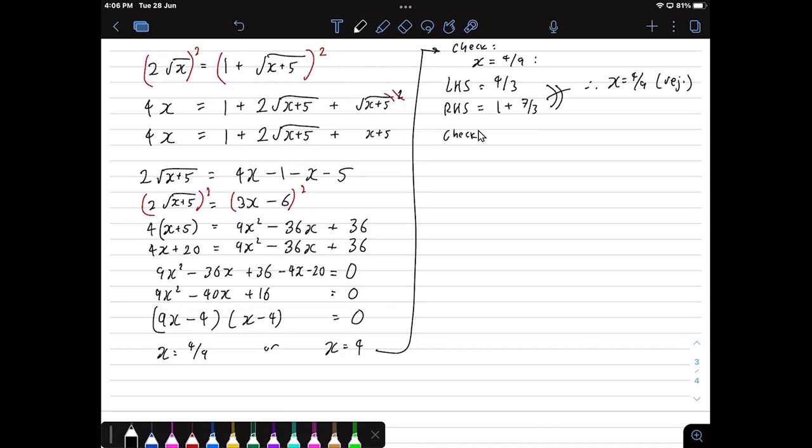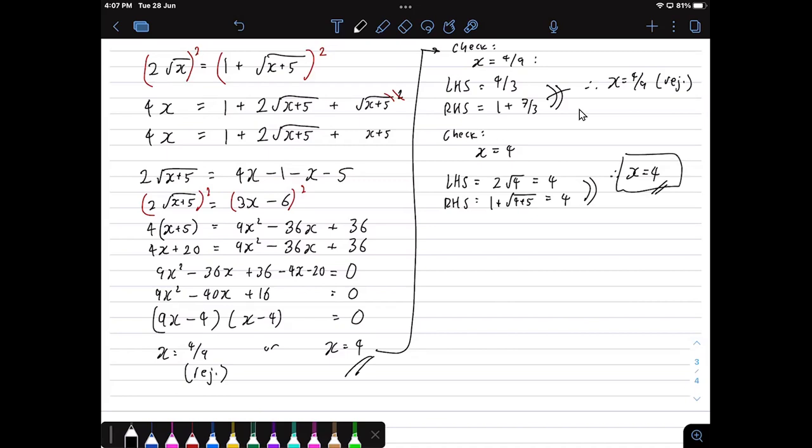Then next, you check the other solution, which is x equals to 4. Again, you cannot reject them because underneath the square root, you don't have negative. I think it's quite obvious. I don't need to check that. Then you have to check your LHS and RHS. LHS is 2 times the square root of 4, which is 4. Right hand side is 1 plus square root of 4 plus 5. 4 plus 5, 9. Square root 9 is 3. 1 plus 3 is 4. Okay, also equal to 4. So they are equal. Therefore, x equals to 4 is accepted. Reject, accept. And that's our only solution.